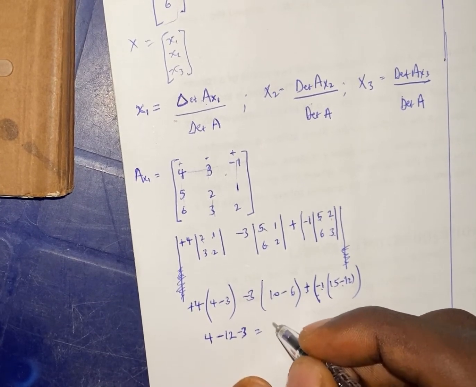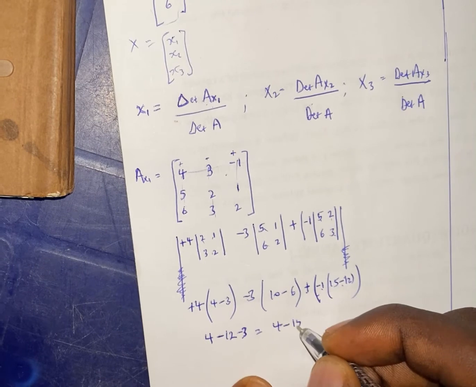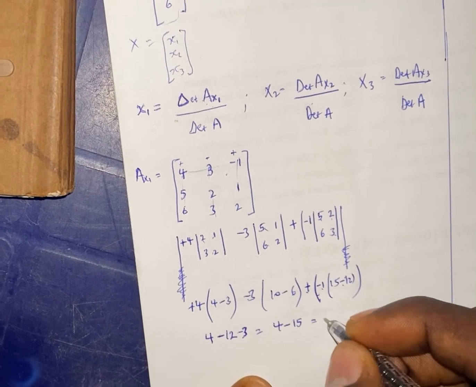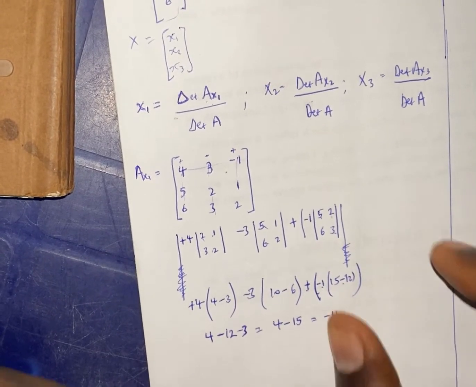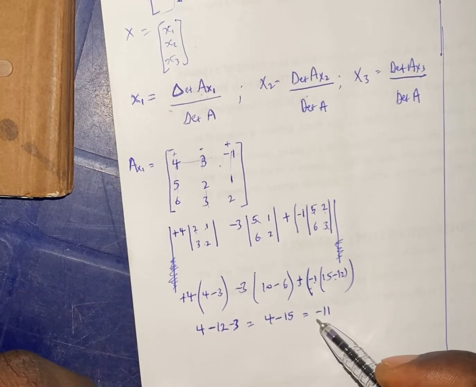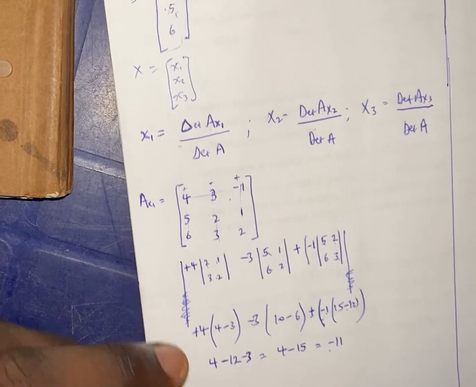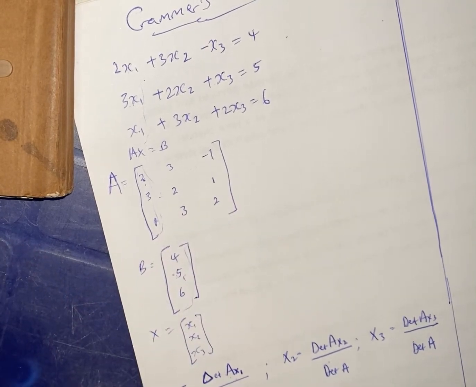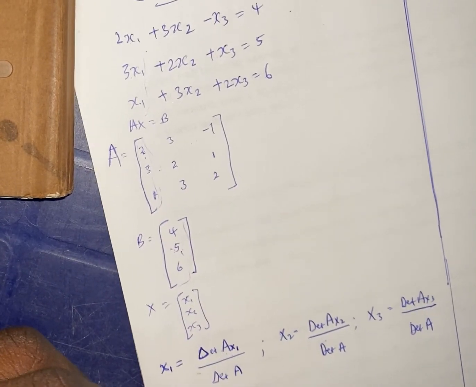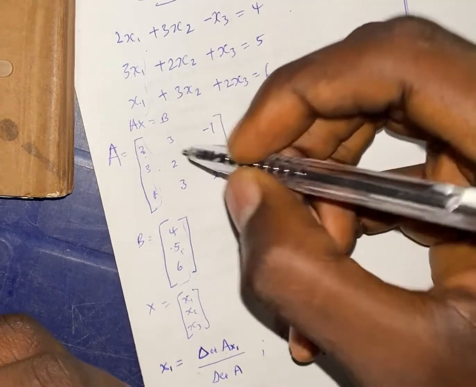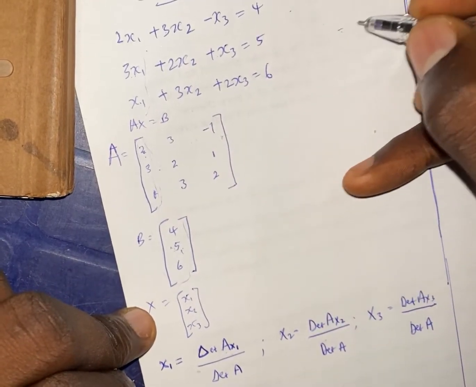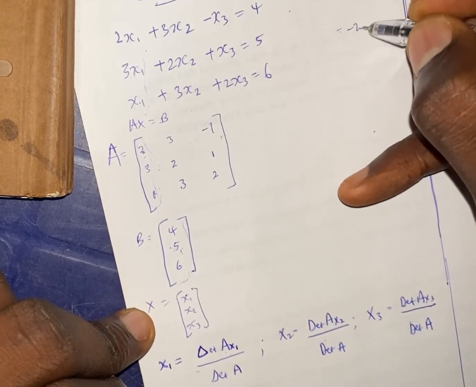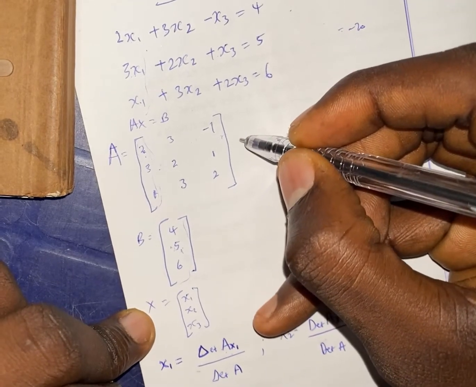And that will be 4 minus 15, which is equal to minus 11. We've gotten the determinant of AX1. So what's the determinant of A itself? If you followed the last matrix inversion class, you will realize that we got the determinant of this A to be equal to minus 20. Well, let's just solve it.